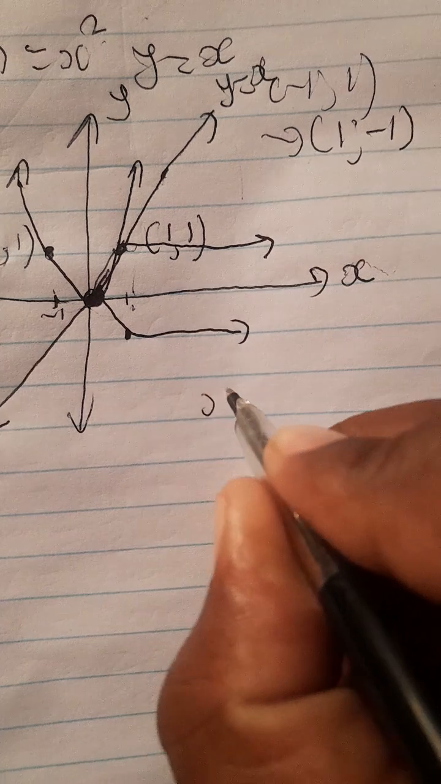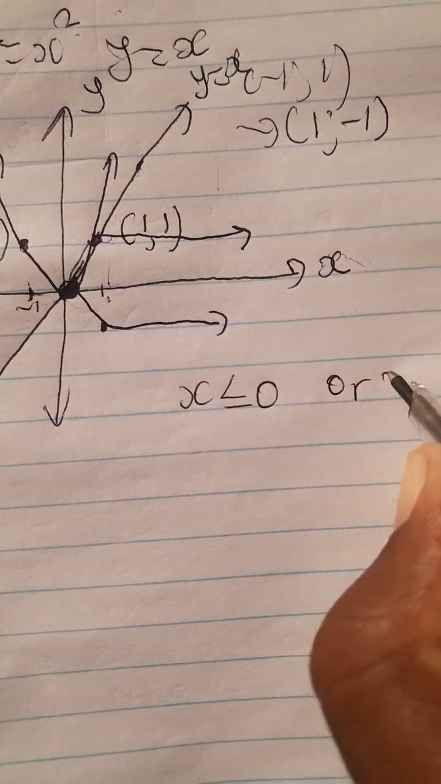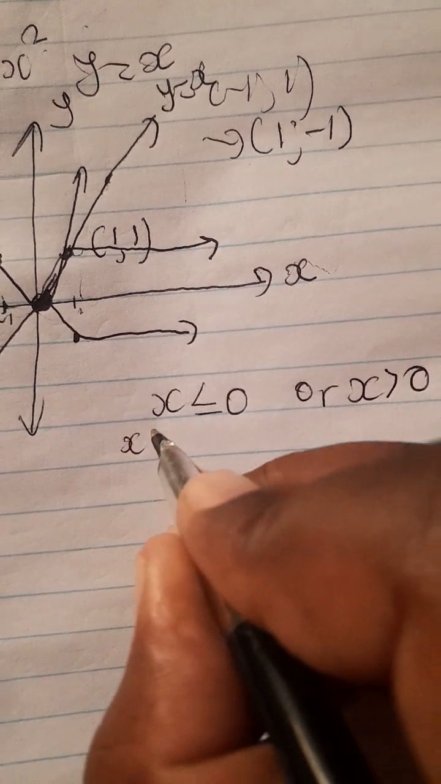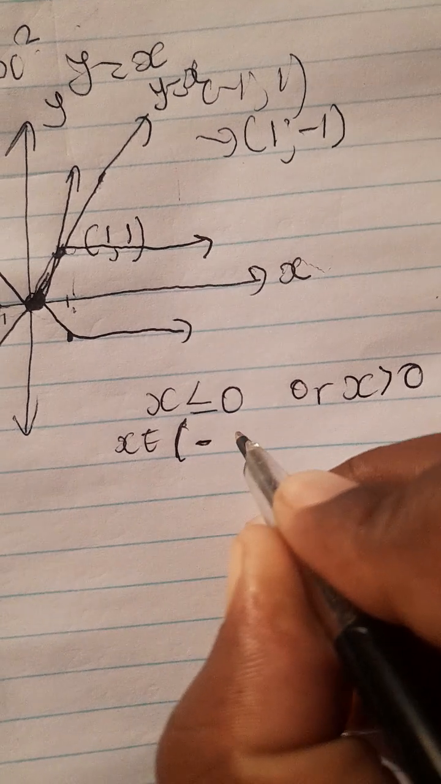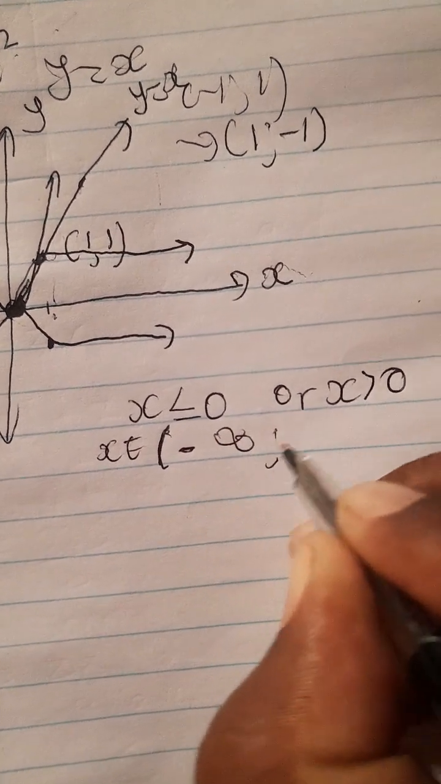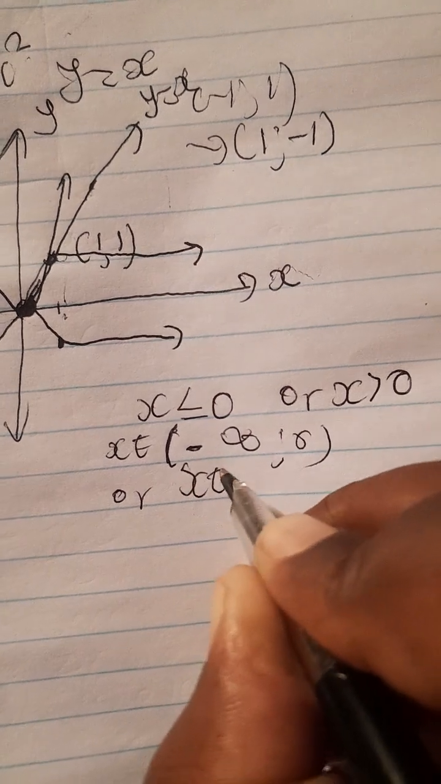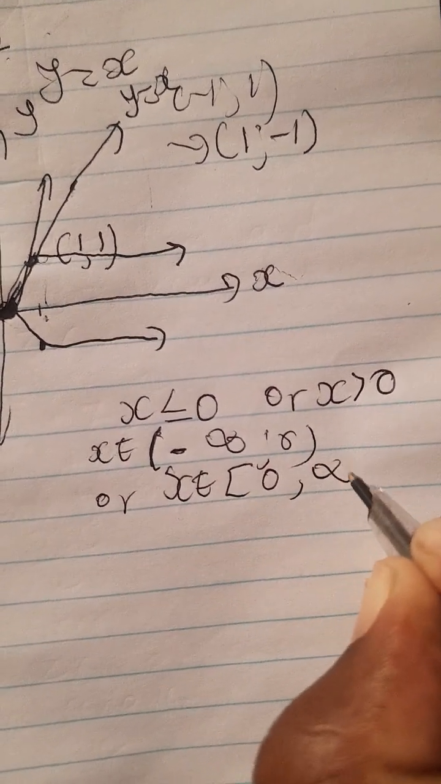You will have to say x is less than or equal to 0, or x is greater than 0. Or this can be written as x is an element of negative infinity and 0, or x is an element of 0 and positive infinity.